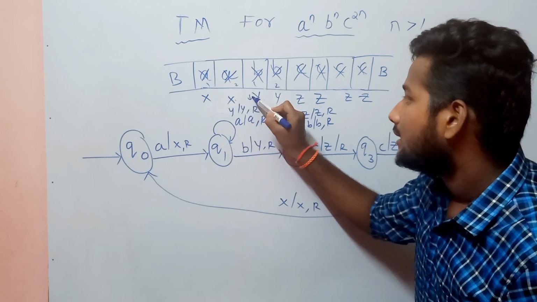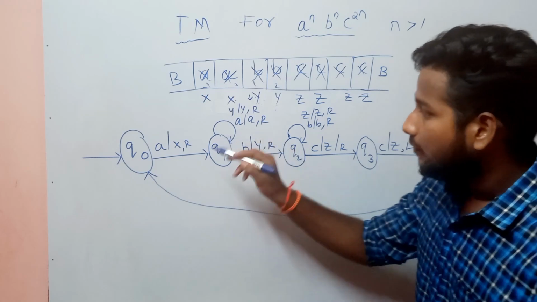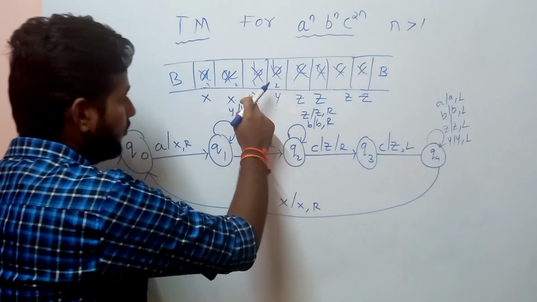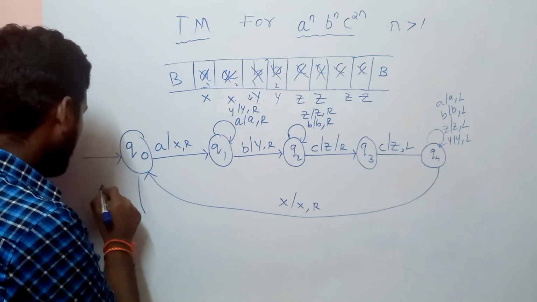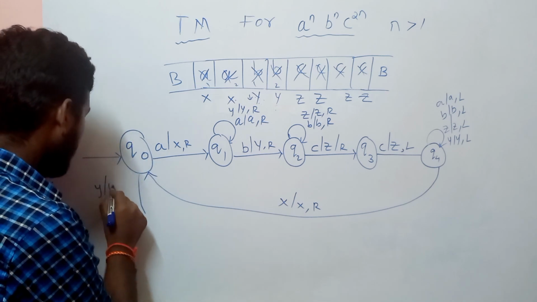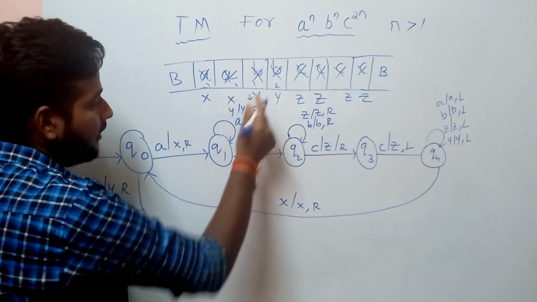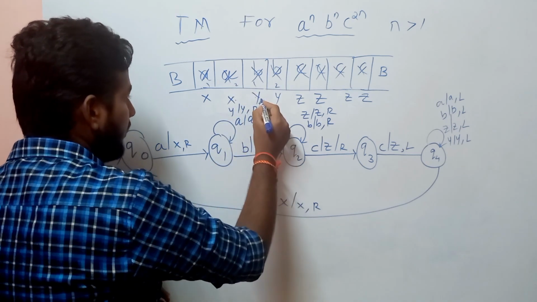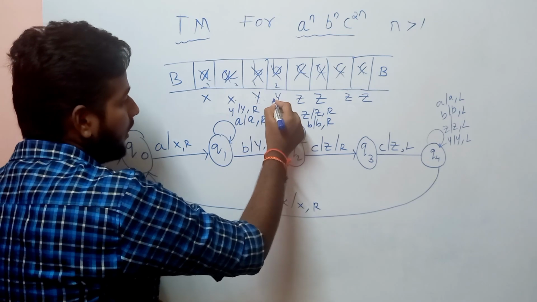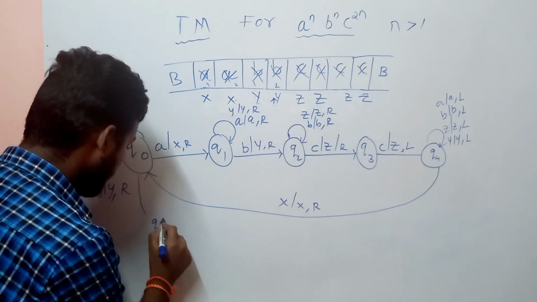Now the pointer is at here, Y. Then it is in state Q0. From Q0 on Y there is no input, so simply Y is made Y and direction is R. Simply the pointer is at here, Y. This Y makes as Y and moves to the right and the state changes to Q5.